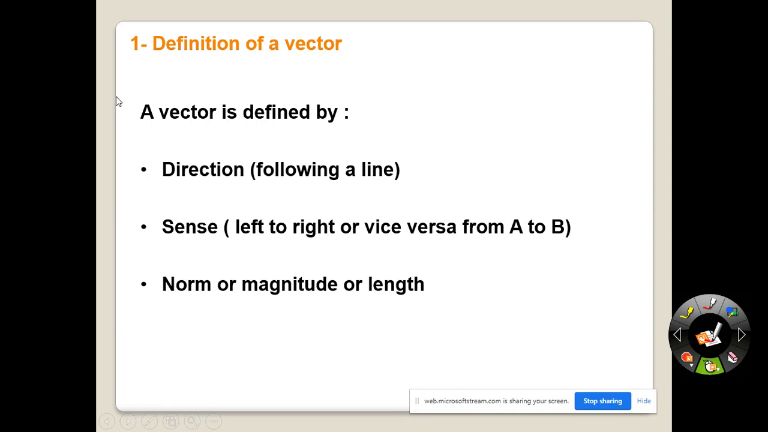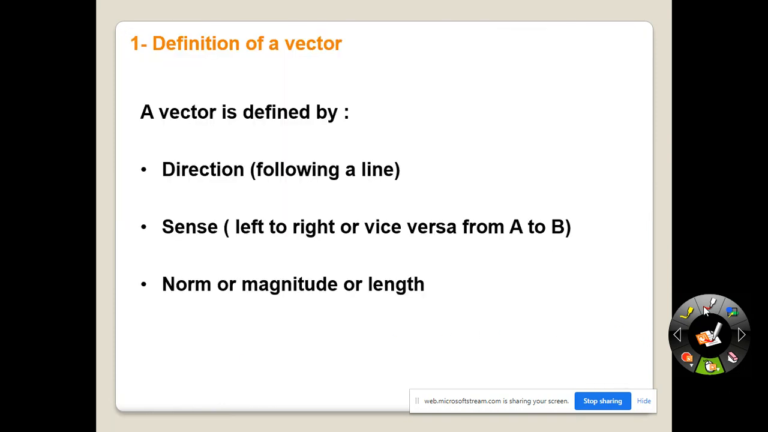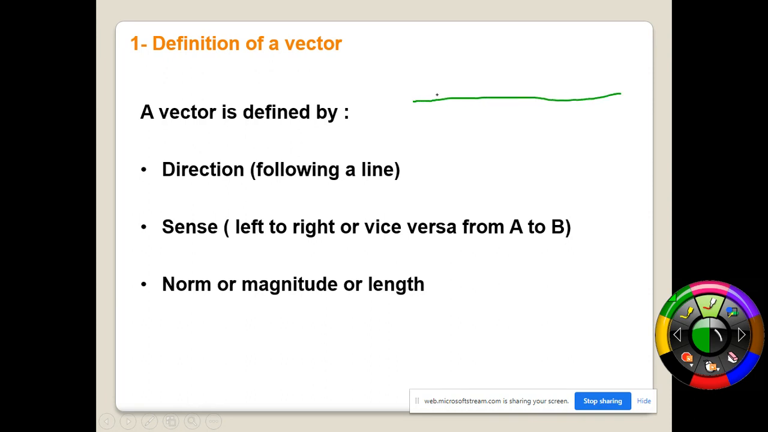First, we need to know how to define a vector. A vector is defined by three things: direction, sense, and norm or magnitude. It's very important to know what direction means. Direction is, for example, the line on which I'm moving. Let's say I have this line. If there is a car here, the direction of this car is this line. Now the sense is from where: left to right or right to left.